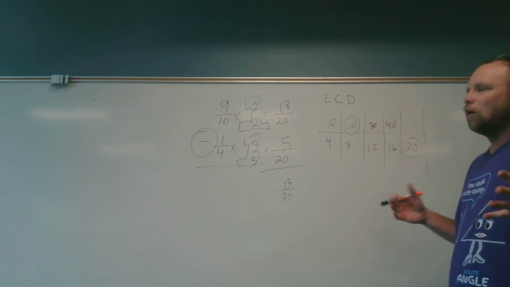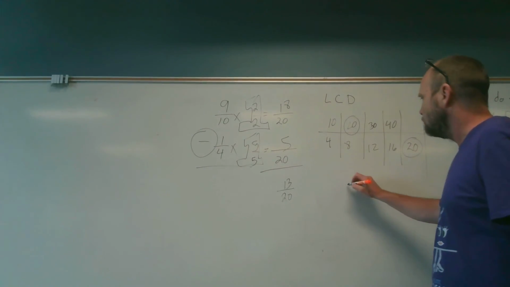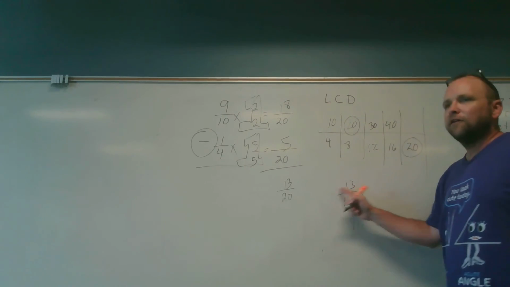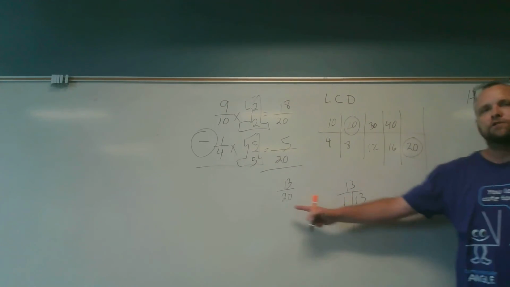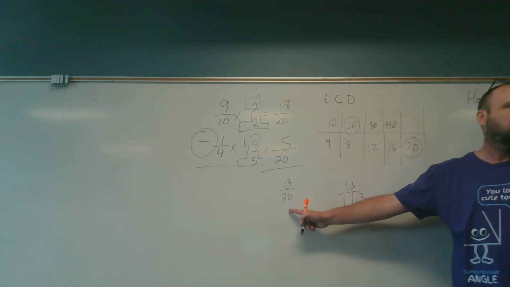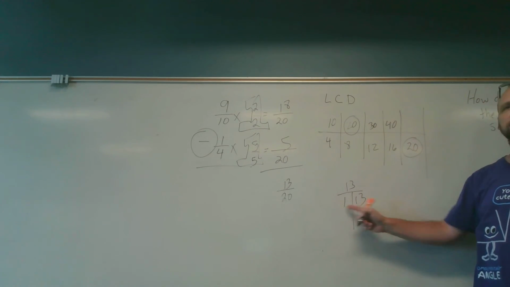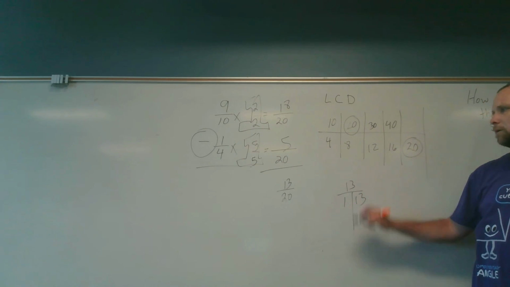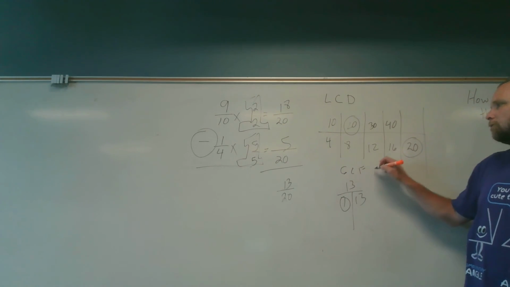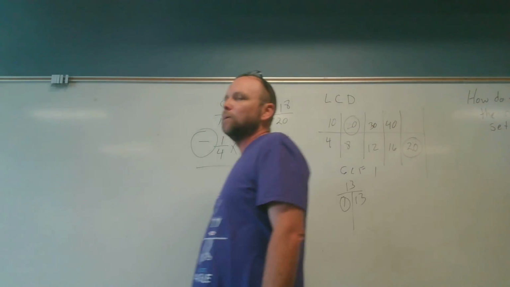If I don't want to do all the factors of each number, I can take my factors of the smallest one and see if my factors of the smallest one are also factors of the biggest one. So does 13 go into 20? No. So they can't have anything in common because the only two factors 13 has is 1 and 13. So the greatest common factor is 1. And if the greatest common factor is 1, that problem is already simplified.